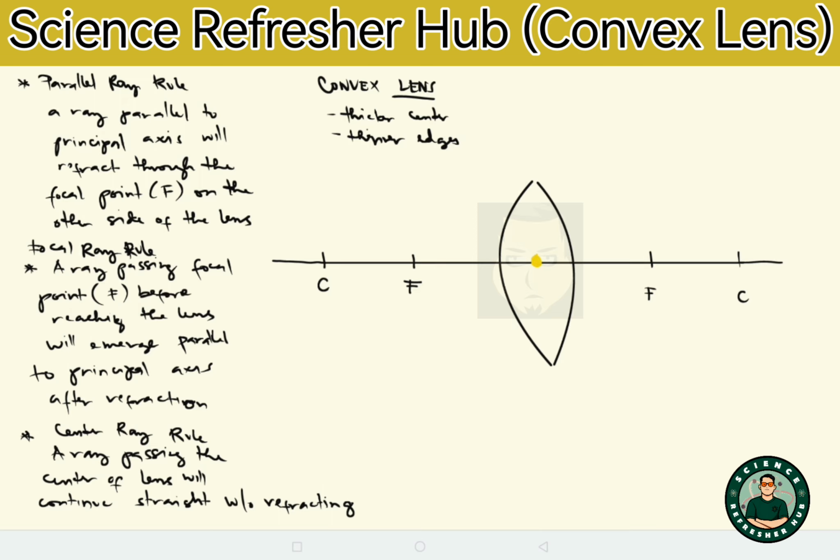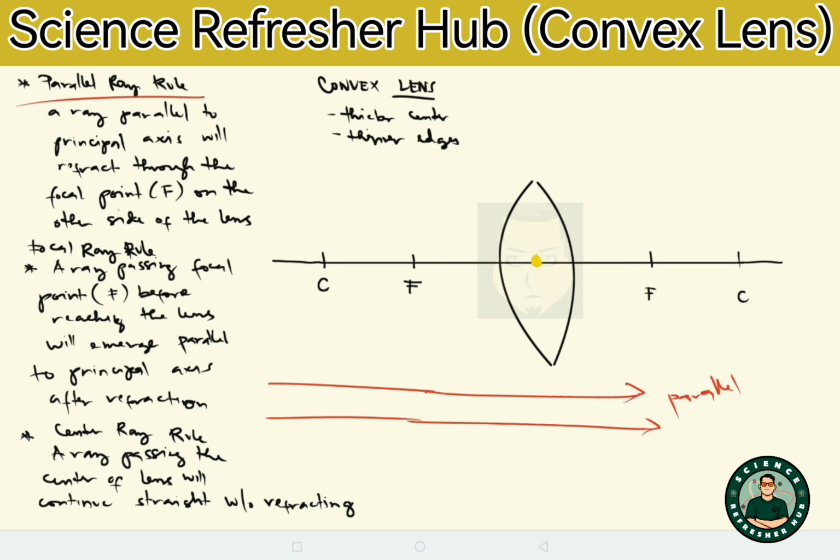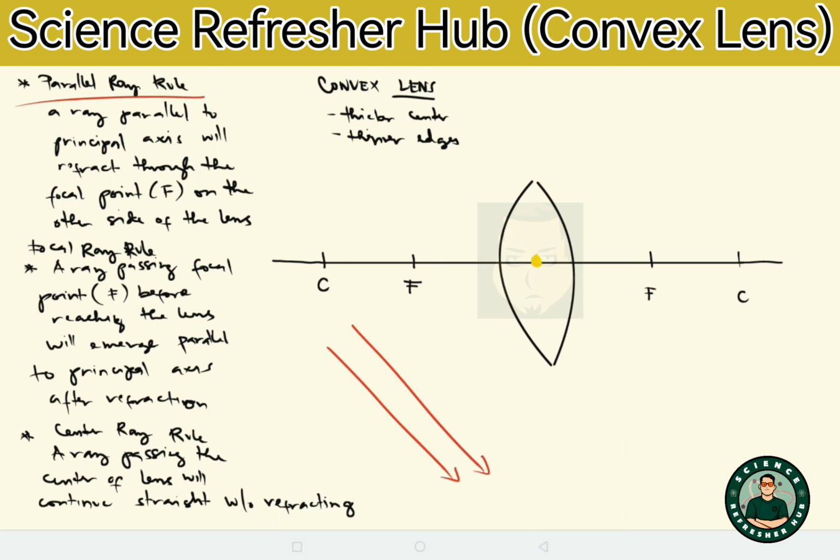So the first rule is the parallel ray rule. When we say parallel or parallel lines, these are lines that never meet. Okay, like for example, this is the first line and this is the second line. If you continue them, they will never meet. That's parallel lines. Or we can have it this way. These lines will never meet. So that's parallel lines.